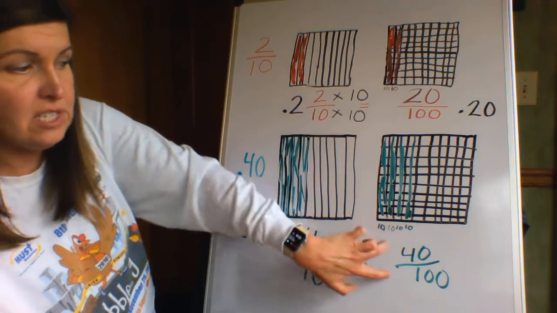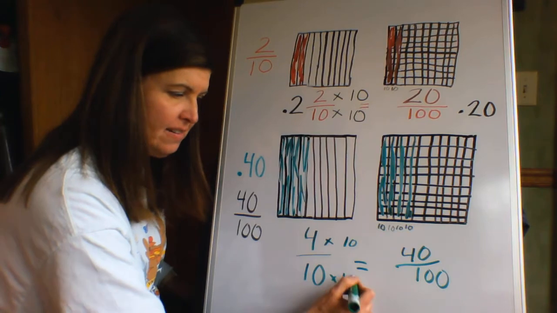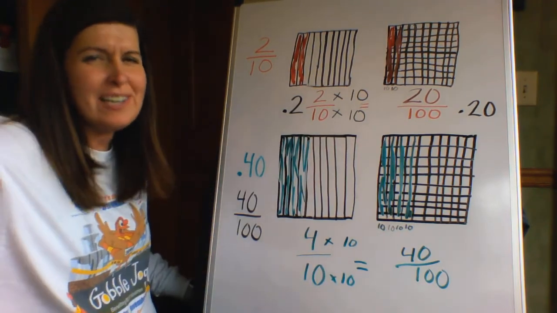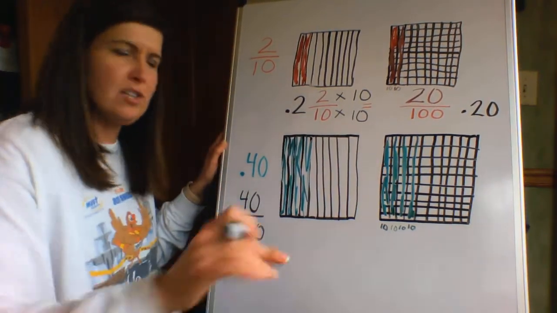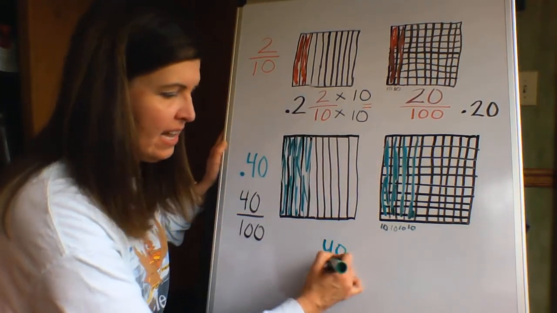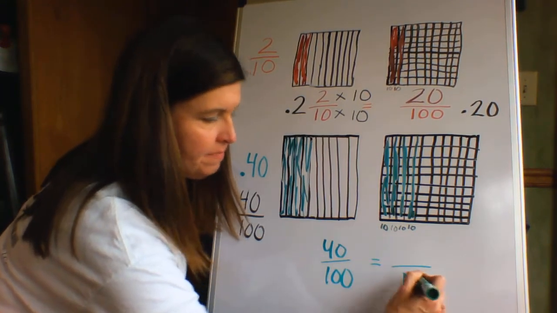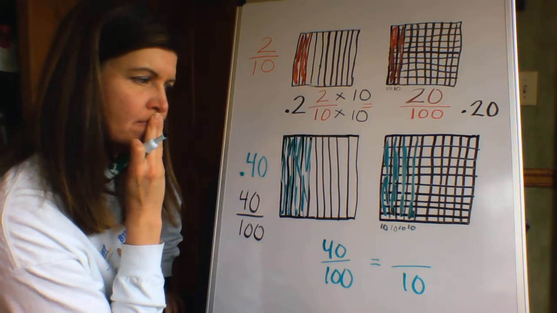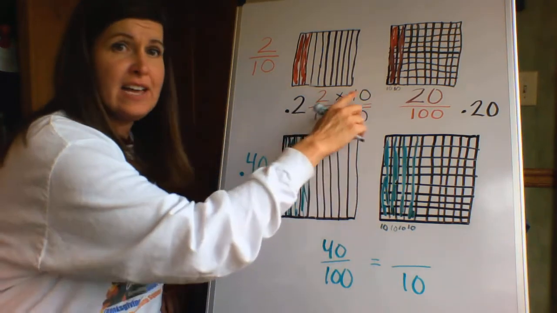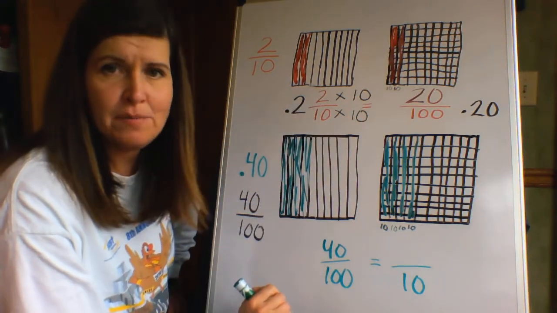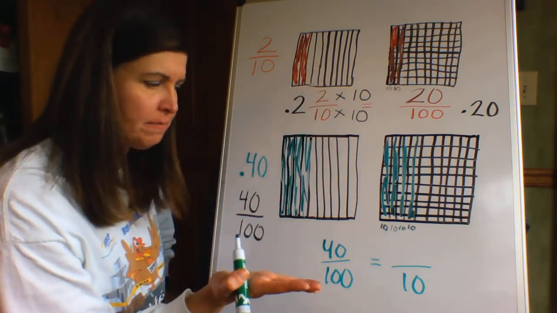To go from 4 tenths to 40 hundredths, we multiplied by 10. But I bet you're saying to yourself, well, we didn't really multiply. We didn't start with the 4 tenths. What did we start with? We started with the 40 hundredths. And then we went to the tenths. Two ways I can show equivalent fractions: I can either multiply the numerator and denominator by the same amount or divide, like when we simplified with fractions.